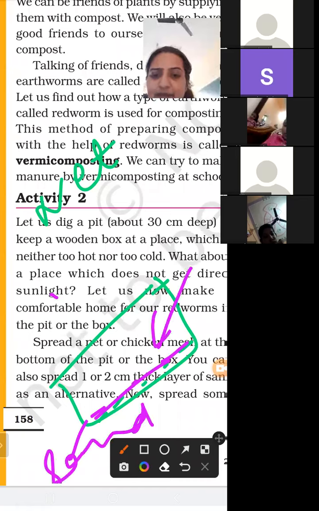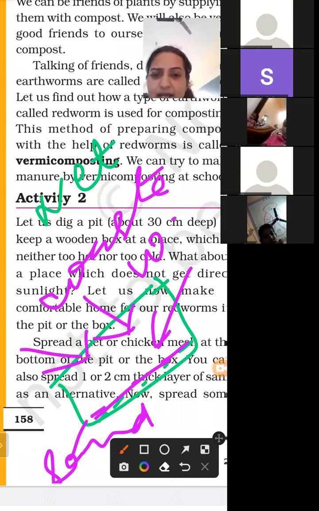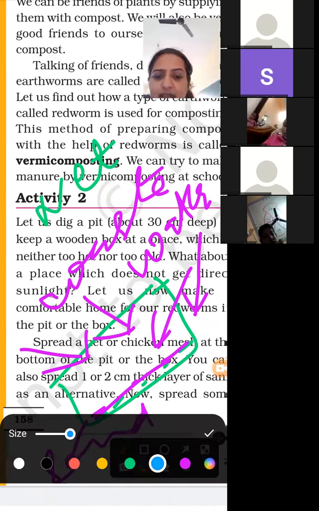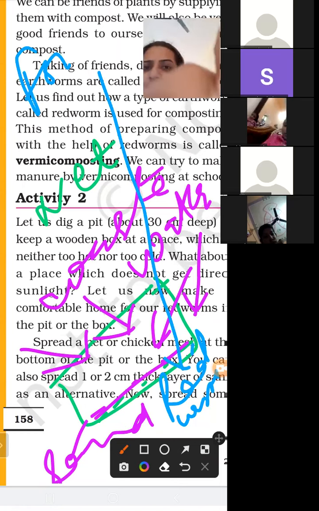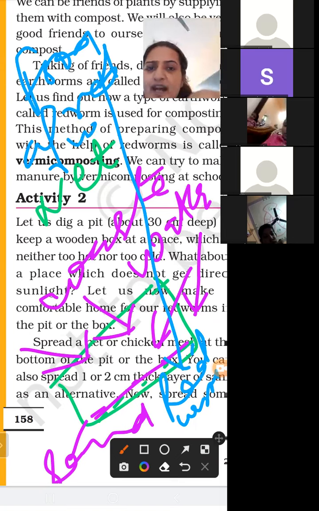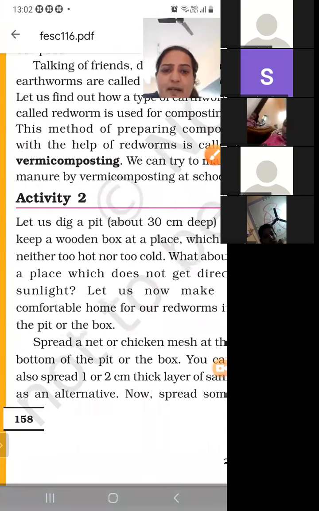उसके बाद हमने सारा वेस्ट डालना है. वेस्ट डालने के बाद we have to sprinkle water. उसके बाद वाटर डालना है. वाटर डालने के बाद हमने क्या डालना है? रेड वर्म. Then you have to add red worm. And after adding red worm, you have to add the food of red worm. And after some days, after about 1 month, the compost is ready. Black color substance is made, and this is called vermicompost.